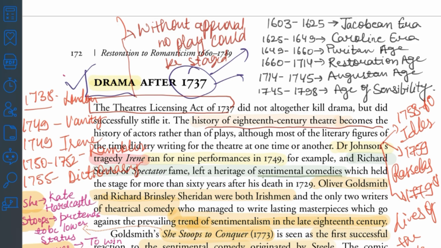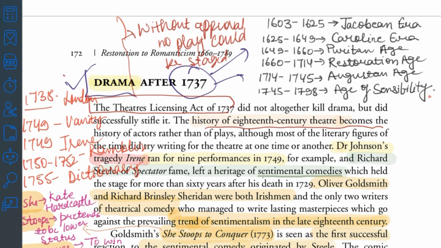You are facing an interview, an interviewer asks you, can you say Dr. Samuel Johnson's some important works? You stand at a higher position if you say like this: 1738, London published. 1749, The Vanity of Human Wishes. 1750 to 52, Rambler. 1755, The Dictionary. 1758 to 60, The Idler. Then 1759, Rasselas. 1779 to 81, The Lives of the Poets. So these are the most important works in chronological order.